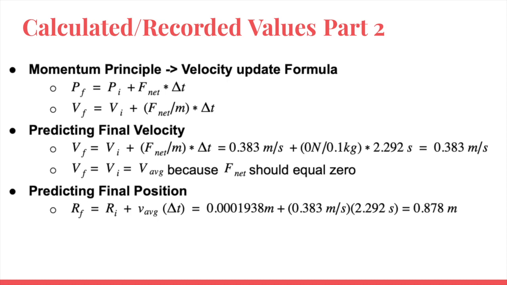The velocity should remain constant in accordance with Newton's first law of motion if the net force on the object is actually zero. Using the position update formula, which states that the final position is equal to the initial position plus v average times delta t, in this case v average being 0.383 meters per second because F net is equal to 0, we get 0.878 meters as being the final predicted position of our object.